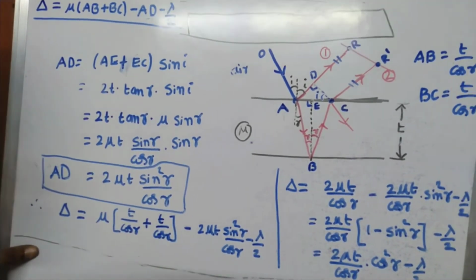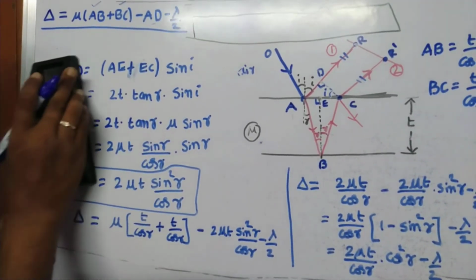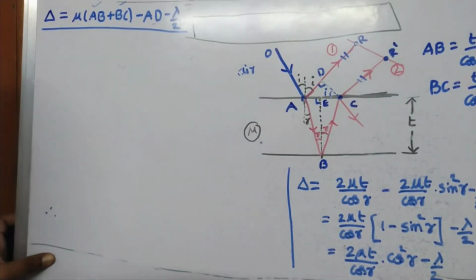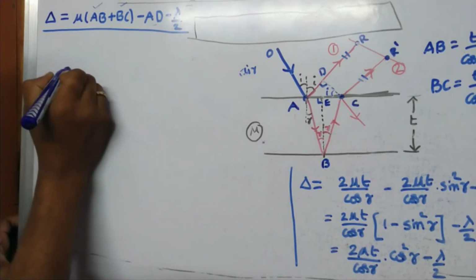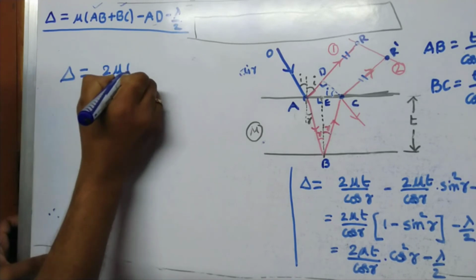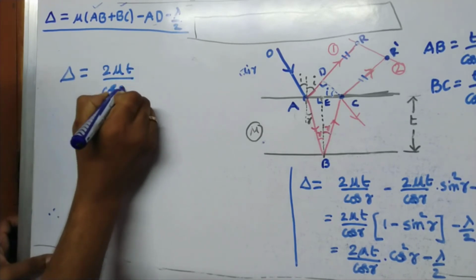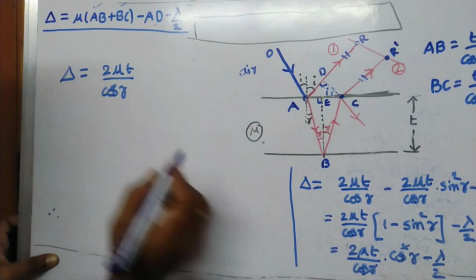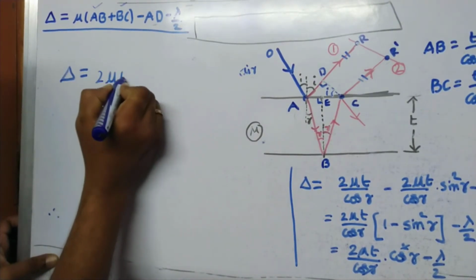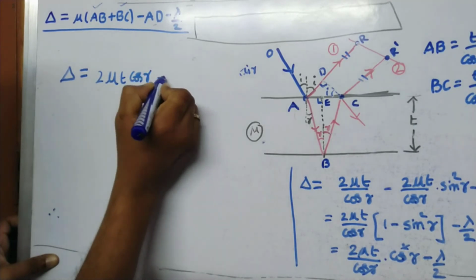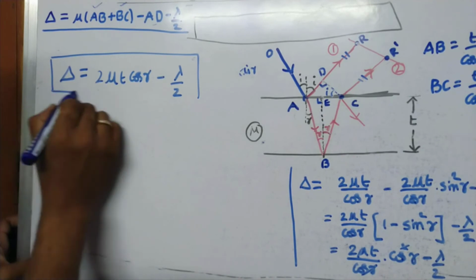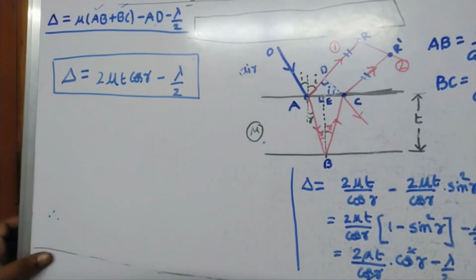So what is our final delta? The final delta is equal to 2 mu t by cos r into cos square r. So one cos r will get cancelled, and we get 2 mu t cos r minus lambda by 2. So this is the final path difference equation.